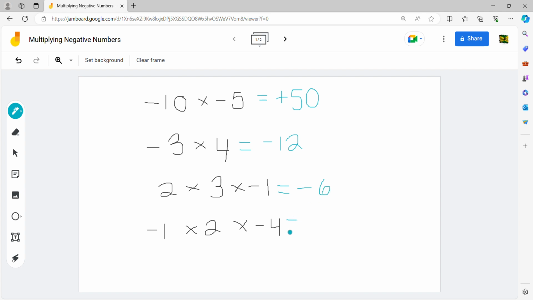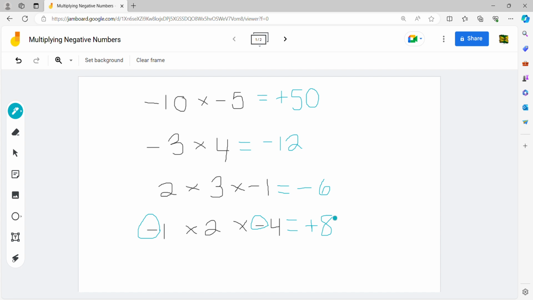Last but not least, we have negative 1 times 2 times negative 4. I see here that I have two negative numbers involved in the problem multiplying together, so therefore the result is going to be a positive. I have 1 times 2, which is 2, and then 2 times 4 is 8. So the answer here is positive 8.